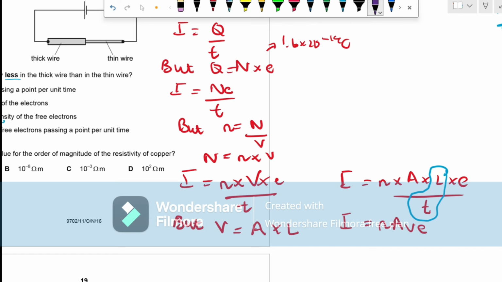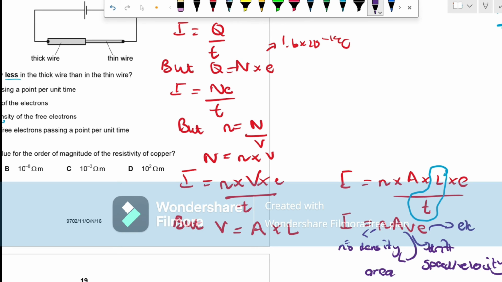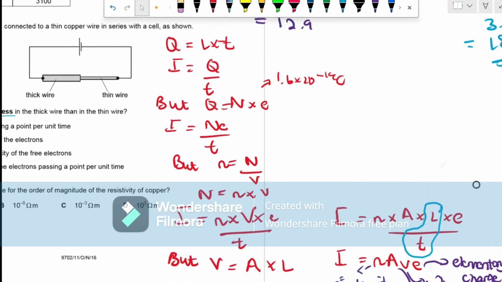Let's just define the terms here, where n is the number density, A is the area, and v is the drift speed or the drift velocity, the average speed that these particles are moving with. Then e is the elementary charge. I've already defined e, so e is the elementary charge. Okay, this was all just to prove this fact: I equals nAve.